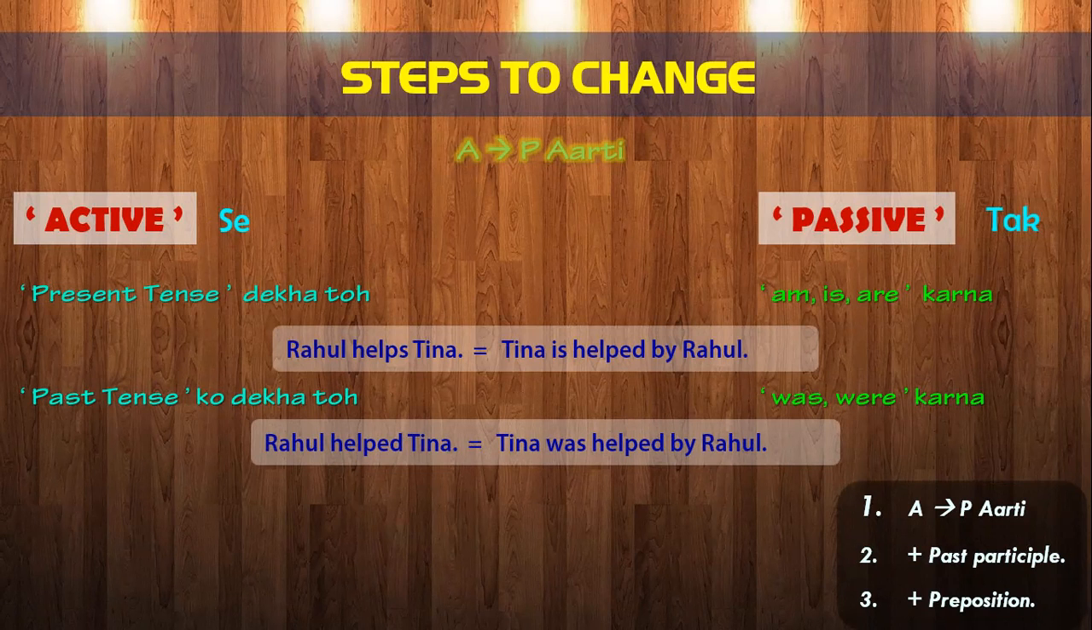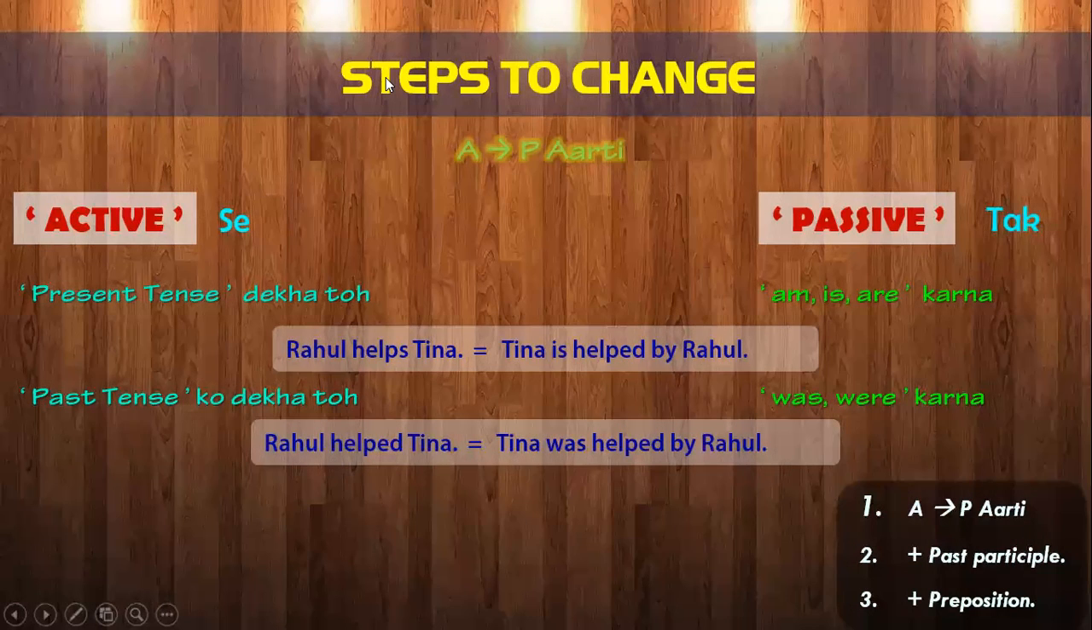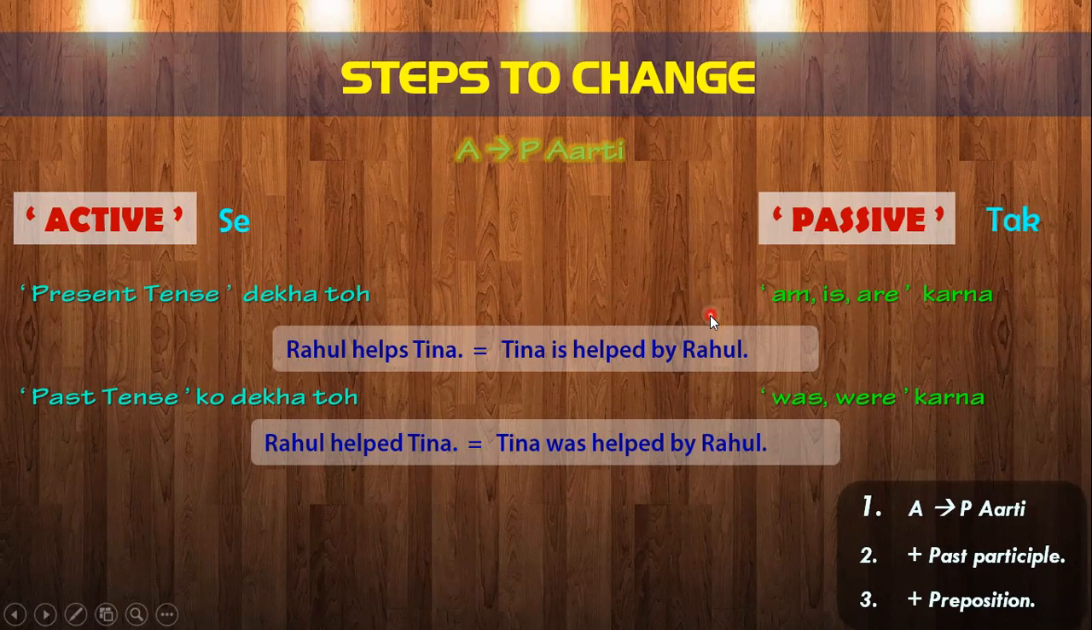So what was the first step? Swap the subject and the object. Rahul is the subject. Tina is the object. When I change from active to passive, have I swapped it? Have I interchanged their places? Yes, I have. That's why in place of Rahul, I have placed Tina, and in place of Tina, I have placed Rahul. Now the same rule applies to the second sentence, to all the sentences.